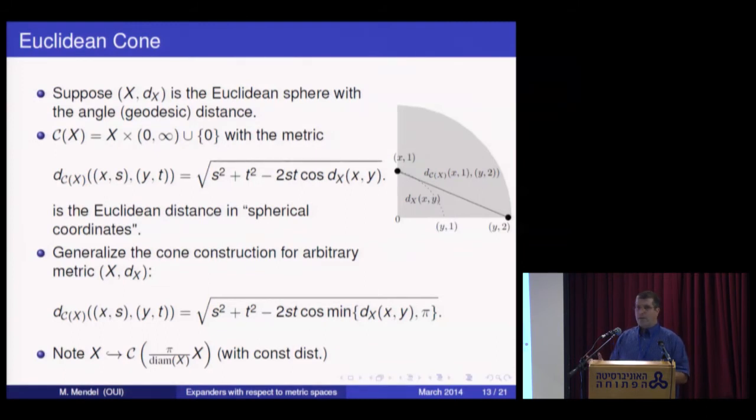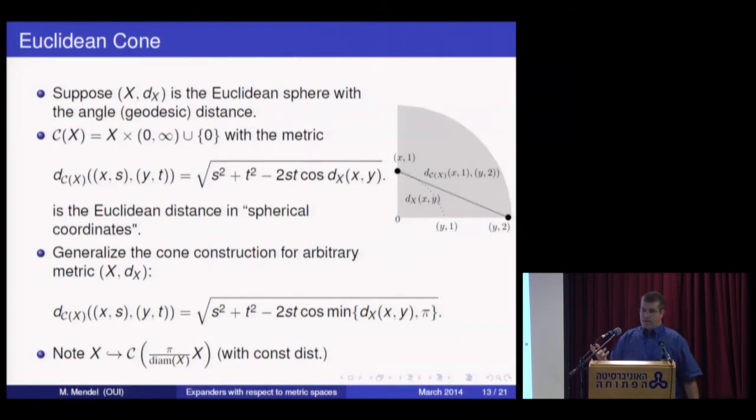So we have the Euclidean sphere. We want to represent Euclidean space and contain it using the sphere. This is sometimes called spherical coordinates. Here X is a sphere, I should say with the geodesic metric on it. With the geodesic metric, the distance between two points is just the angle with respect to the origin.